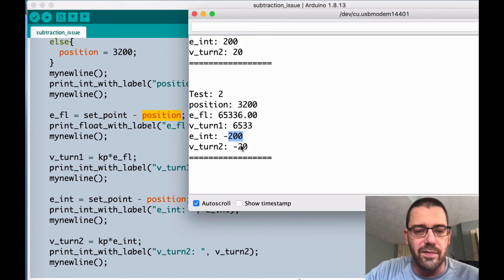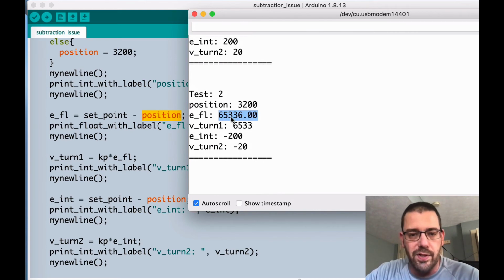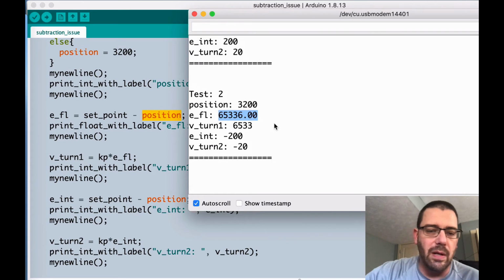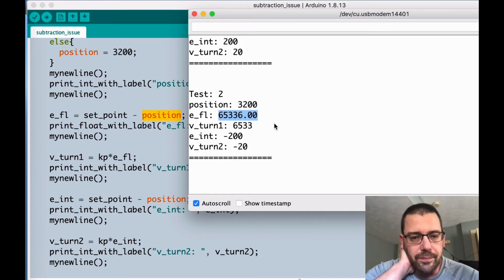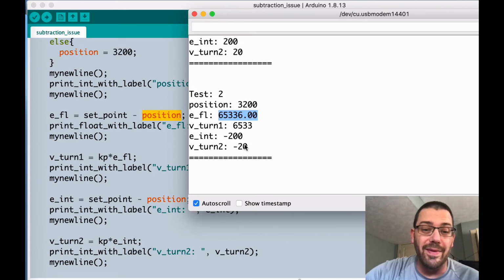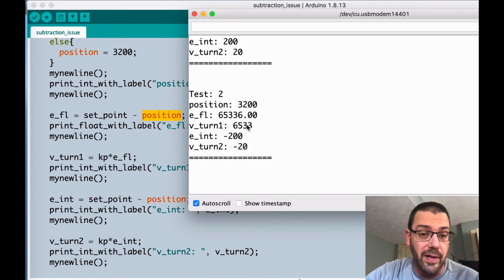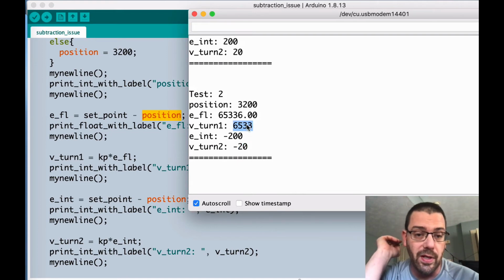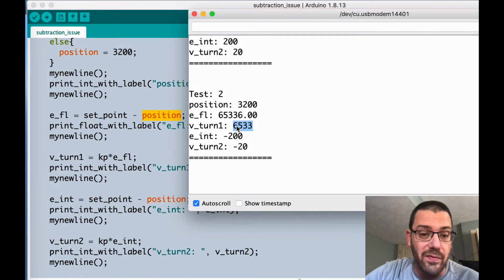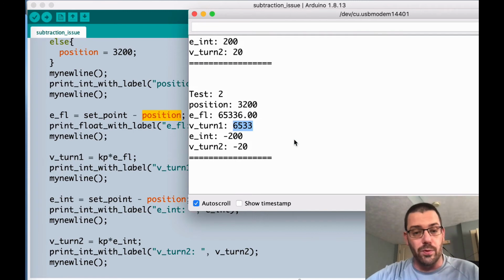Instead of getting negative 200 and a voltage of negative 20, we're getting positive 65,336. Again, I'm pretty sure that's a 2's complement thing that didn't go correctly. And so our voltage, instead of being negative 20 that we might have expected in terms of PWM counts or something, now we're getting a positive, so it's the wrong side and it's huge.